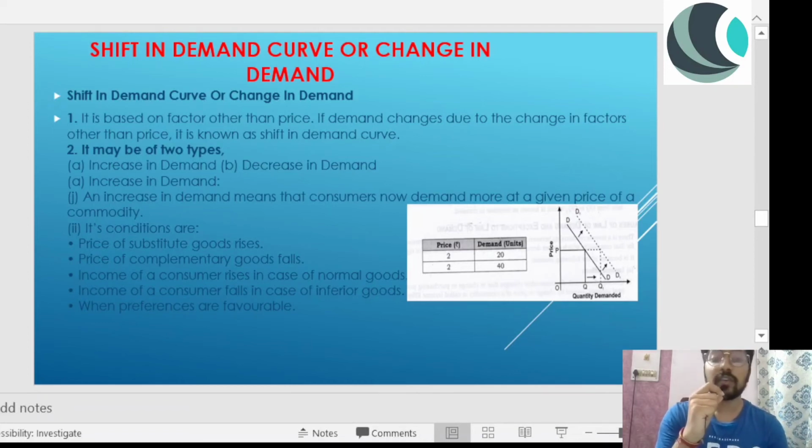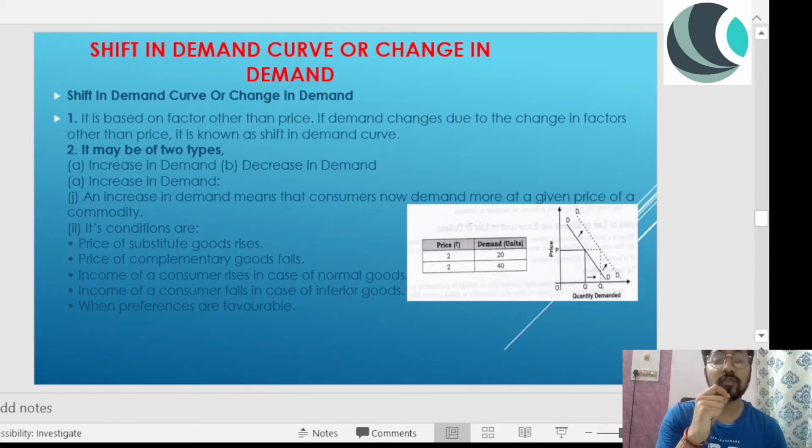Now, firstly, we are talking about an increase in demand, right? So an increase in demand happens because of the following conditions. First, price of substitute good rises. Price of complementary goods falls. Let's suppose we are talking about tea and sugar, and sugar was highly priced, so not many people were demanding tea. But now sugar prices have fallen, and because of the fall in price, now people are demanding more tea, right? So that's the price of complementary good falls.